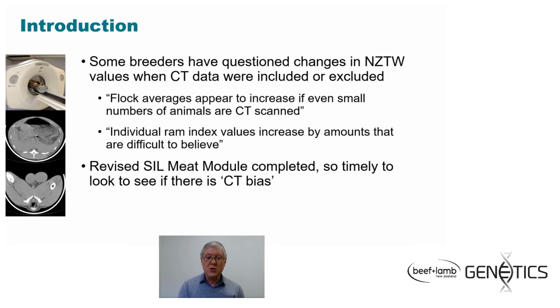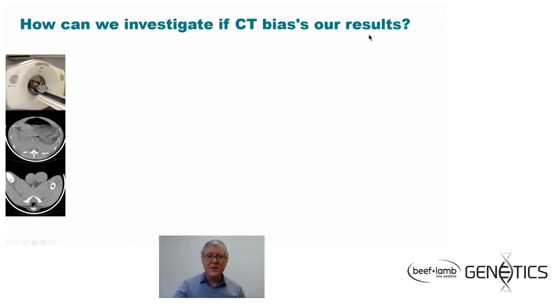We've just finished revising the cell-meat module, and that's been implemented, and so it's timely to have a look if there is CT bias that we can see in the latest version of the analysis that's going out. So how can we investigate if there is some kind of systematic bias that CT is causing in our results?